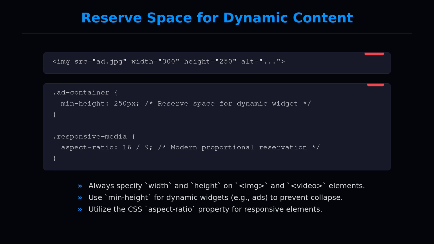For elements like advertisements or injected widgets, define a minimum height. Use CSS properties like "min-height: 250px" for reliable space reservation. Utilize the CSS "aspect-ratio" property for responsive elements. This maintains proportional space without relying on outdated padding hacks. If content must be injected dynamically, place it below the fold. Alternatively, insert it into a container that already has reserved dimensions.